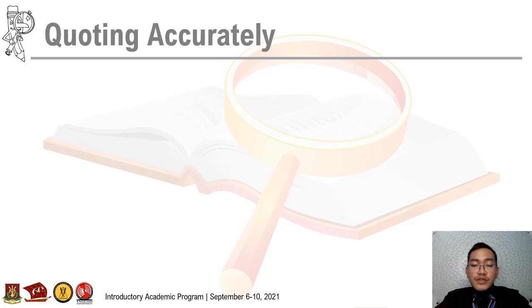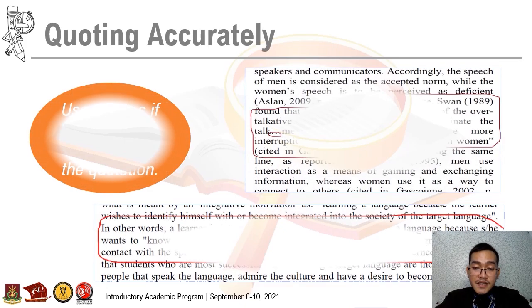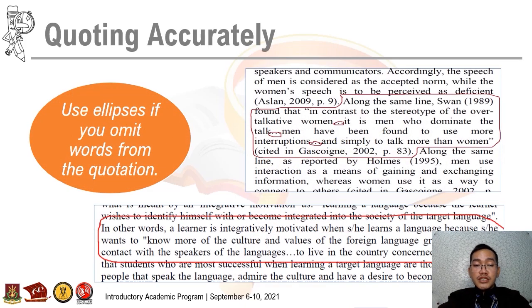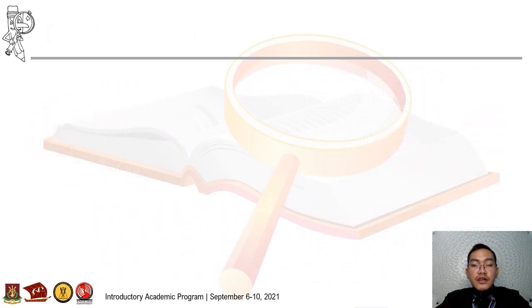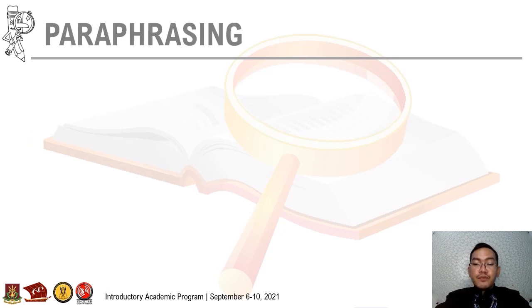Last, we use ellipses if we omit words from the quotation, just like in these examples. No? May mga tinanggal ka na mga phrases or mga words. No? Ang ilalagay mo, ang nakapalit ay ellipsis, tatlong periods. Okay? So that's for quoting. Let's proceed to paraphrasing.